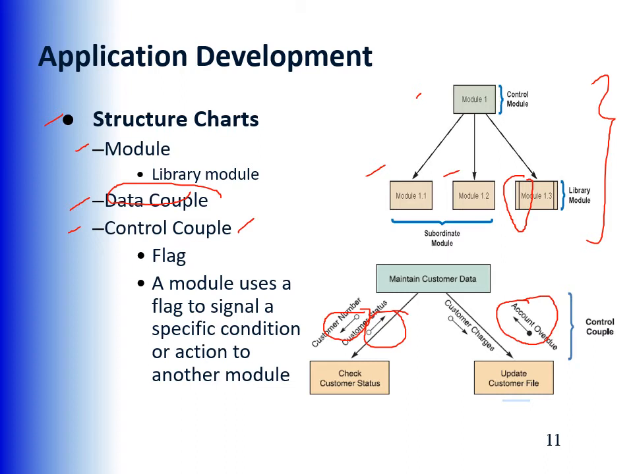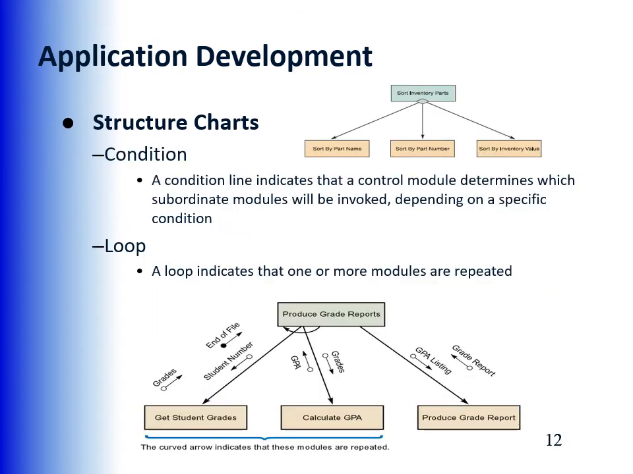Okay, I have also attached another video regarding structure charts. Please watch the video again for your additional knowledge, right? Okay, next are structure chart symbols for conditions and loops. A line with a diamond on one end represents a condition. This one.